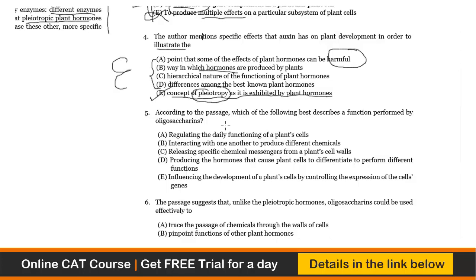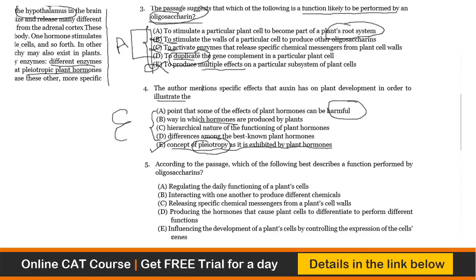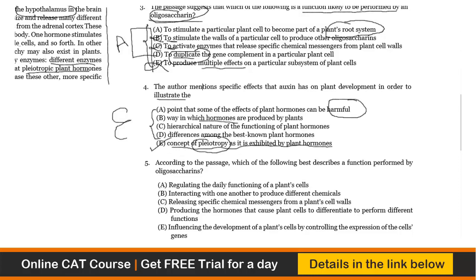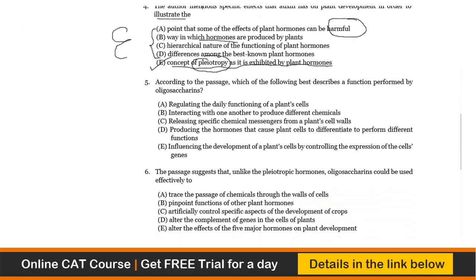Now the fifth question says, according to the passage, which of the following best describes? So this question number 5 is very similar to question number 3. Question number 3 asks you to check the one which is likely to be performed by oligosaccharin, and question number 5 also asks you to mark the option that you think is a function performed by oligosaccharin. Now A says regulating the daily function. Now the point is, when you say daily functioning, it means doing lots of things, and we know that oligosaccharin has a specific job. It is not having multiple effects.